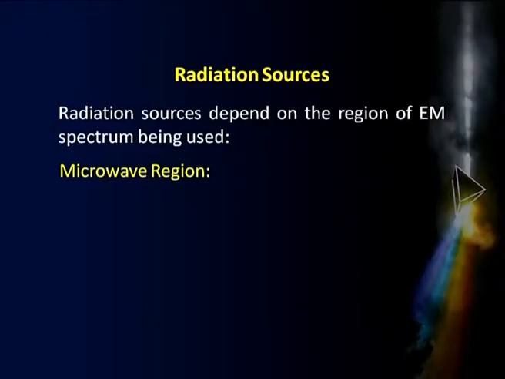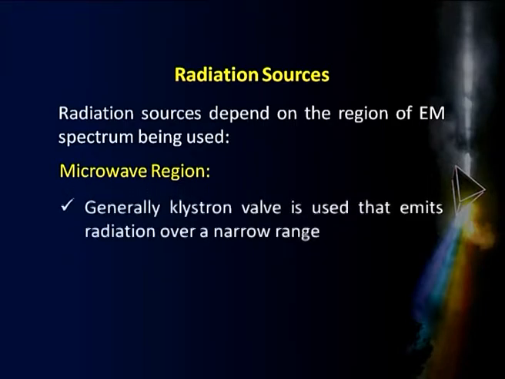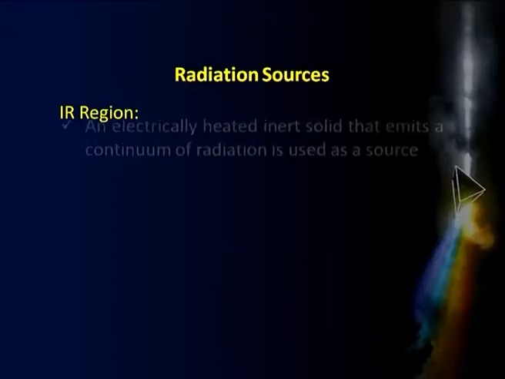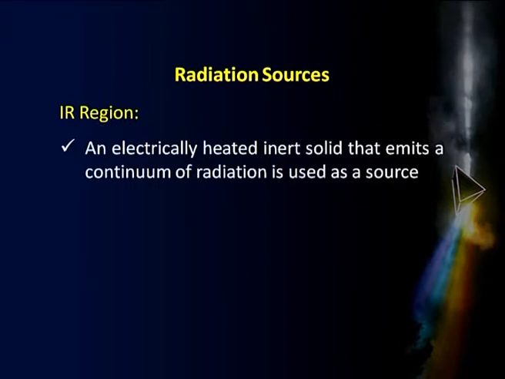Say, for example, if I want to study rotation spectrum, I need radiation in the microwave region. So, I will use a device called a klystron valve, which gives radiation in the microwave region. A similar device is used in our microwave ovens at home. Then if we move further, suppose I want to study interaction in the IR region. For the IR region, we typically take some kind of inert solid and heat it electrically, and that hot solid gives out radiations which fall in the IR region.